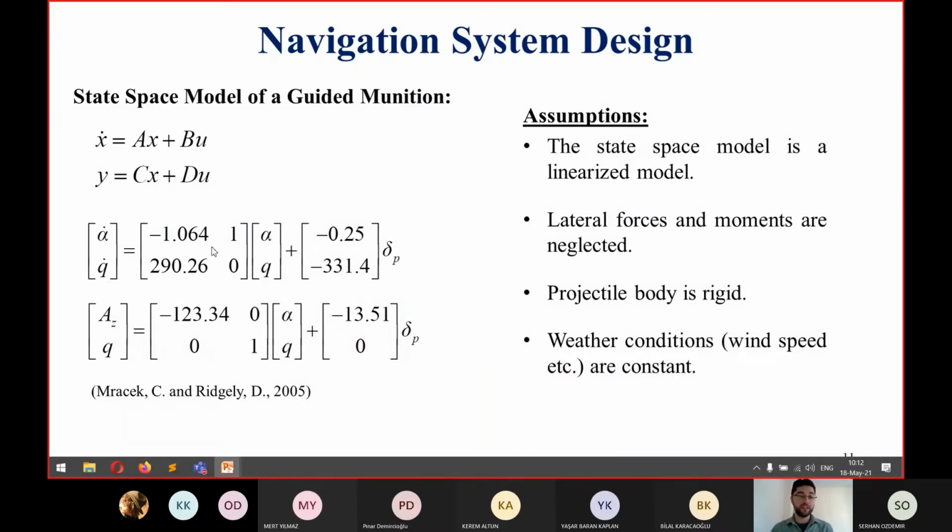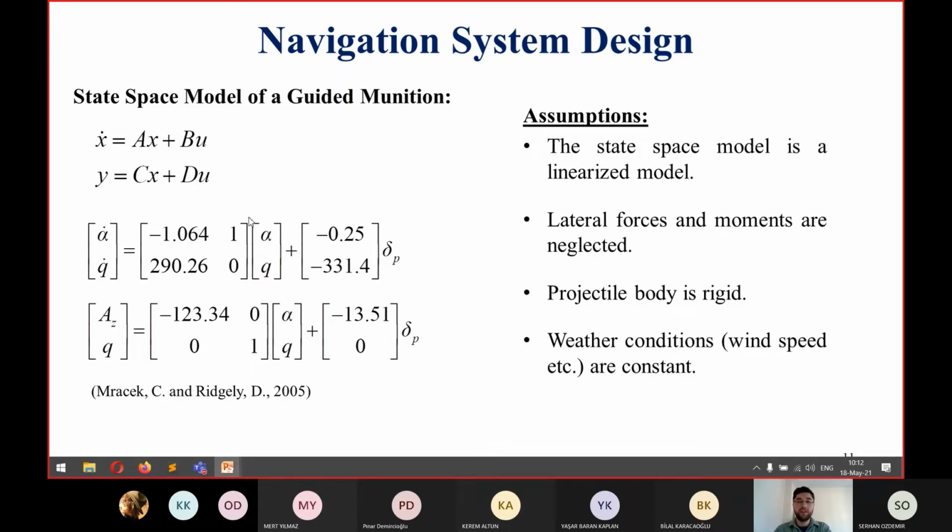This is a state space model which is published by Raytheon engineers for a guided missile study. It has a similar flight regime to a guided projectile, around a thousand meters per second. In this state space model, I have two states, angle of attack and pitch rate. My control input is elevator fin deflection angle. And there are also some assumptions.